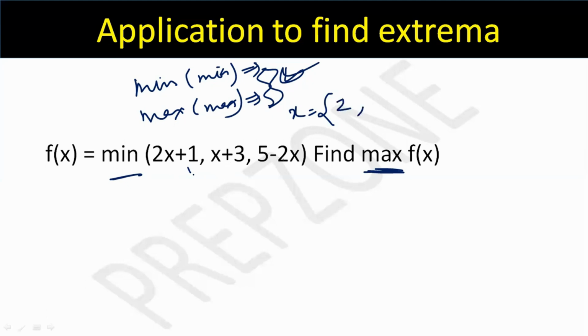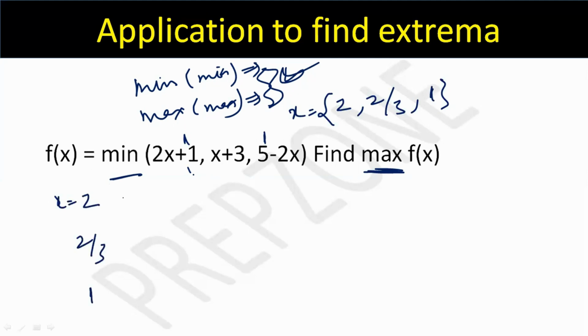Then if I equate these two, it is 3x equals 2, so x equals 2 by 3. And the third value will be equating these two: 4x equals 4, so x equals 1. So these are the 3 points: x equals 2, 2 by 3 and 1.